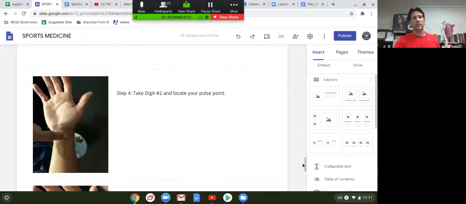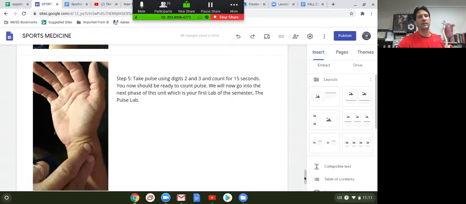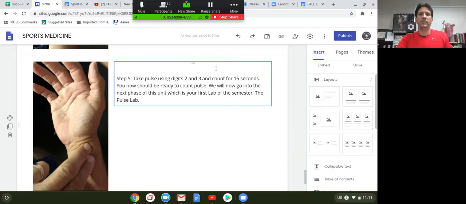Step 4, take digit number 2 and locate your pulse point. You should have a good idea where it's at now. Now, step 5, take pulse using digits 2 and 3 and count for 15 seconds. So first I want you to just find it, right? So find your pulse, and then I'm going to stop sharing.